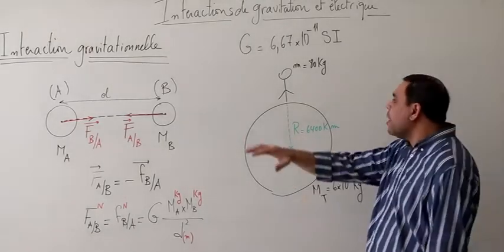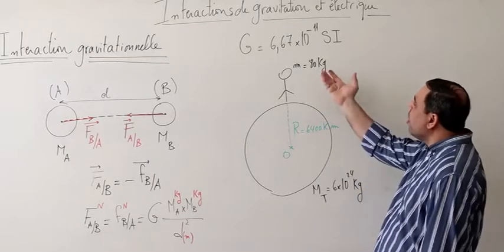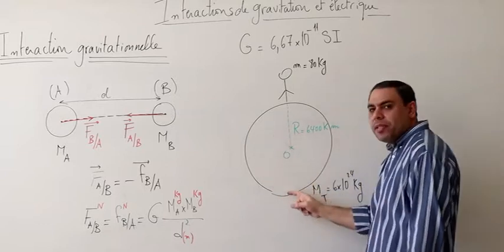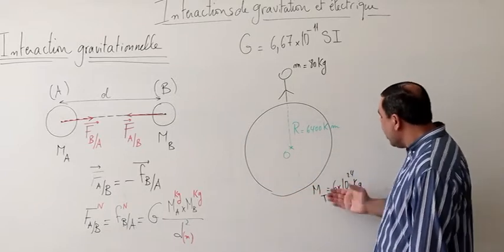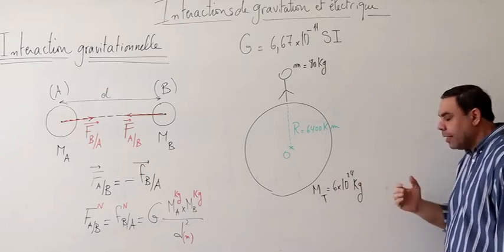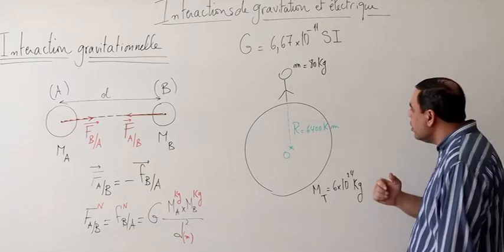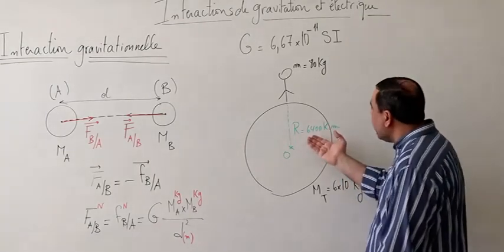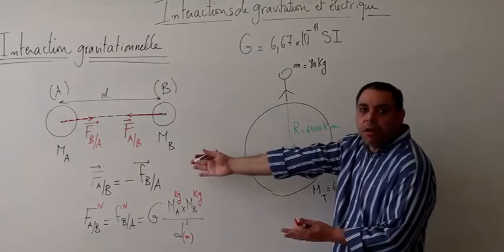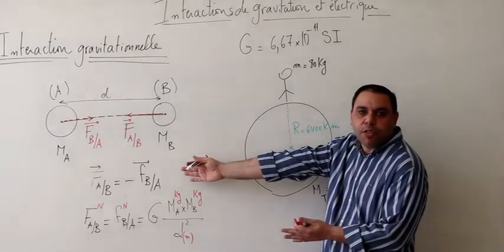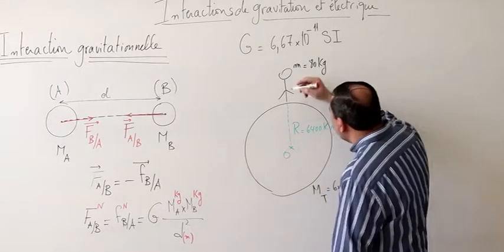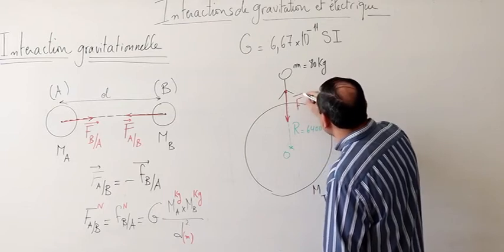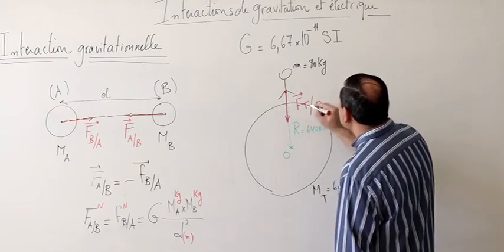We're going to calculate the force with which Earth attracts a person at its surface. Assume that the mass of this person is 80 kilograms and that Earth is a homogeneous sphere of mass 6 times 10 exponent 24 kilograms. The radius of Earth is 6,400 kilometers. Earth attracts the person according to the gravitational force of Newton like this. This is the force exerted by the Earth on the person.